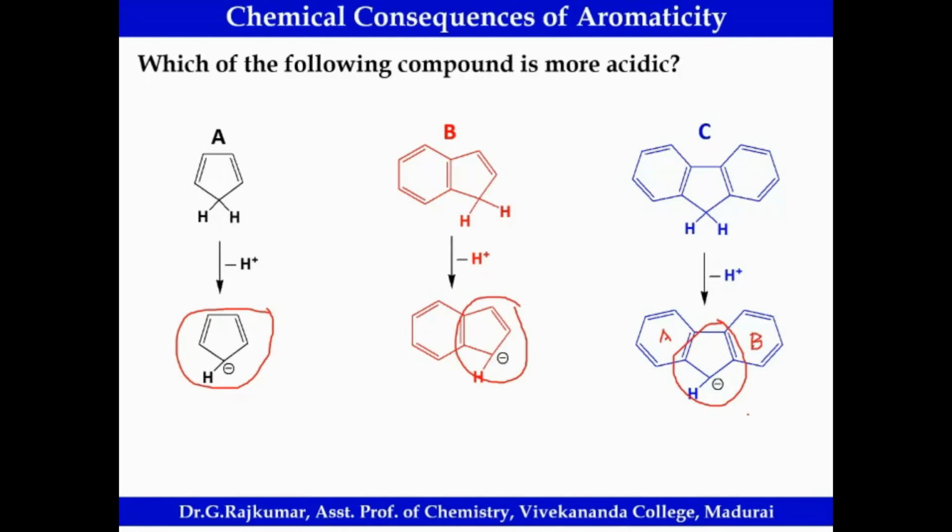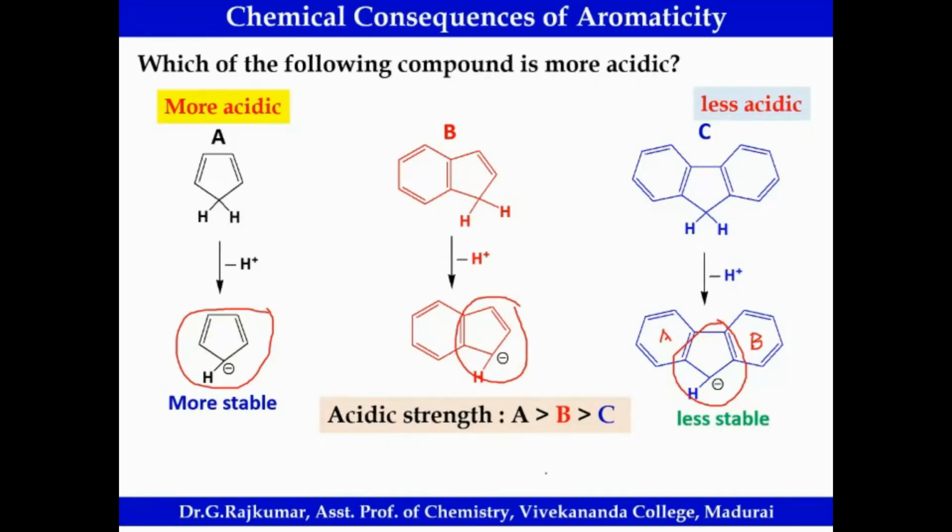So whether the aromaticity is decreased in the circled cycles? Okay, I'll explain. So this is more stable and this is less stable. Hence, this compound is more acidic. So this is known as annulation effect.